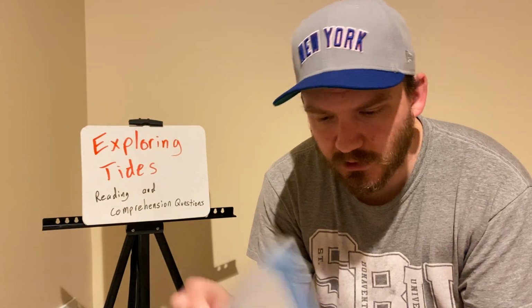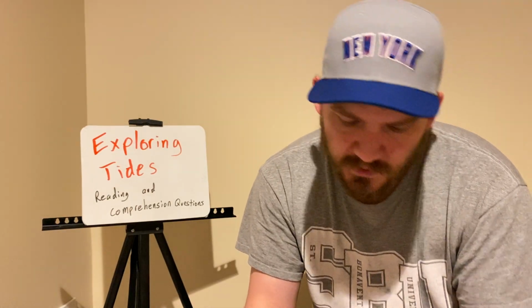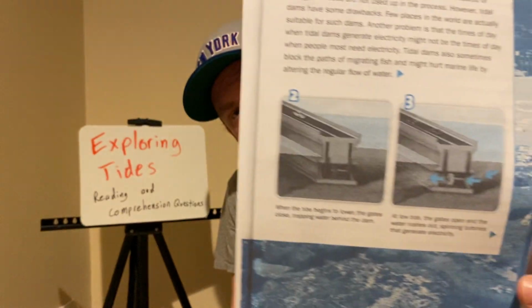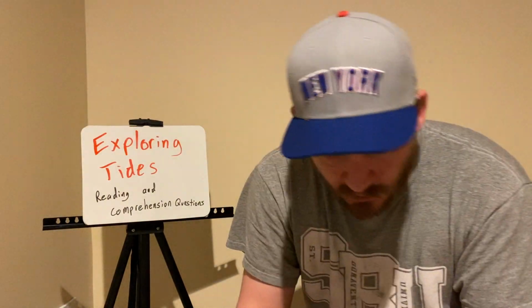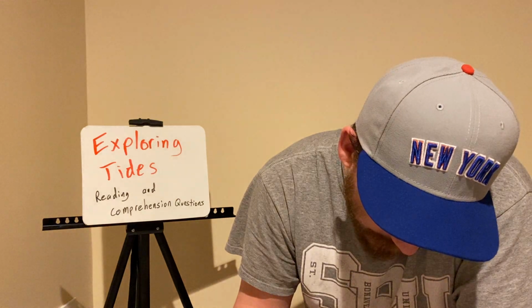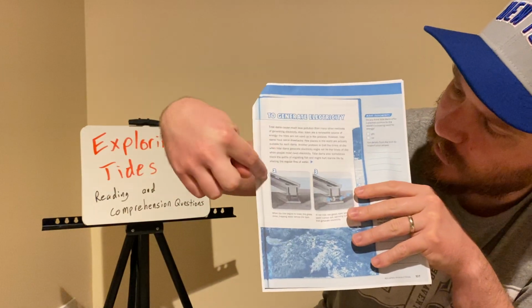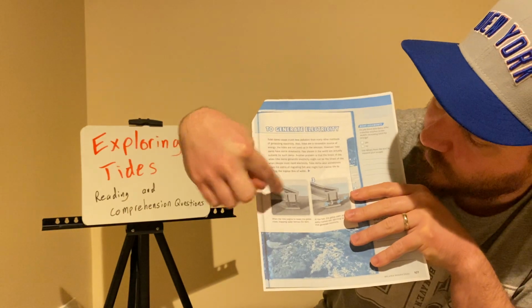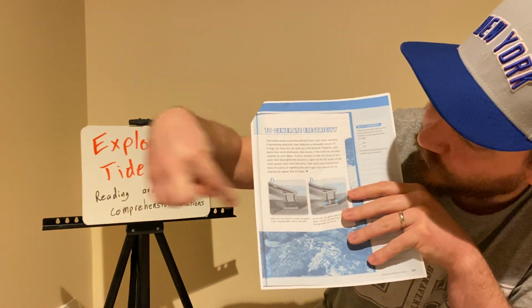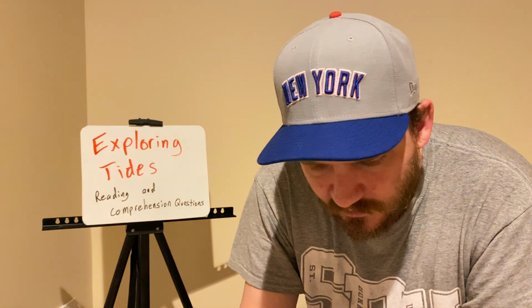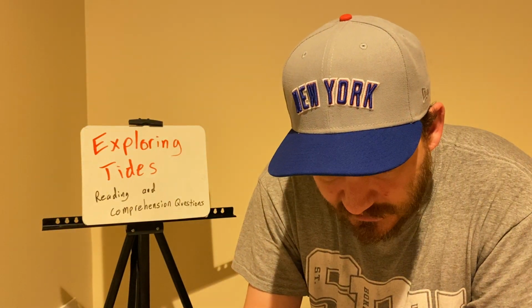All right, in diagram 2 on page 107, why is the water on either side of the dam at different levels? So I look specifically at page 107, and I'm looking specifically at diagram 2. Underneath diagram 2, you can see it's kind of like a bridge here, and I see a car going over, and it's kind of cut away here so I can see inside, and I see the water's at this level, lower there. When the tide begins to lower, the gates close, trapping water behind the dam.